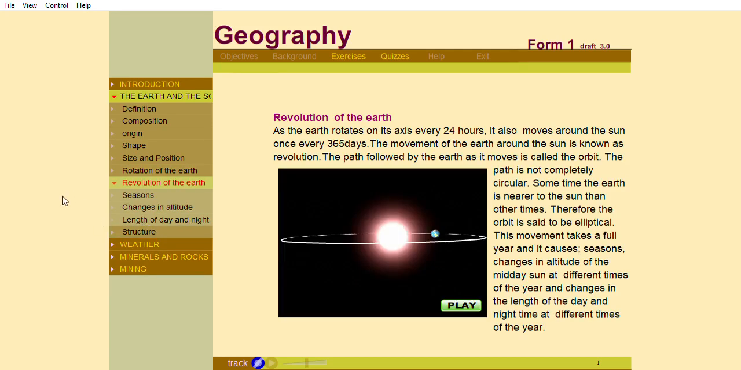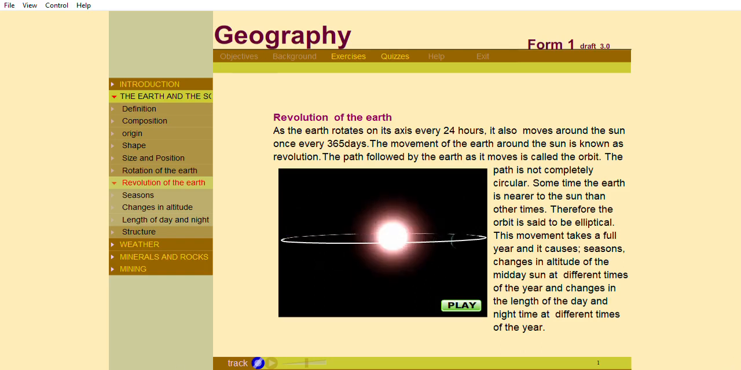The movement of the Earth around the Sun is known as revolution. The path followed by the Earth as it moves is called the orbit. The path is not completely circular. Sometimes the Earth is nearer to the Sun than at other times. Therefore, the orbit is said to be elliptical.